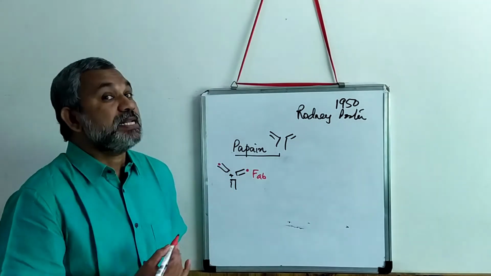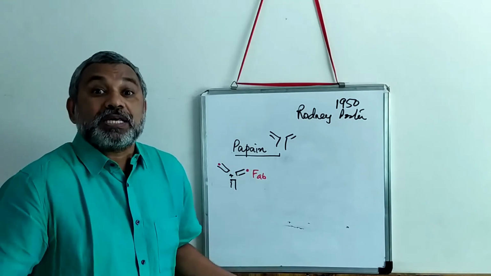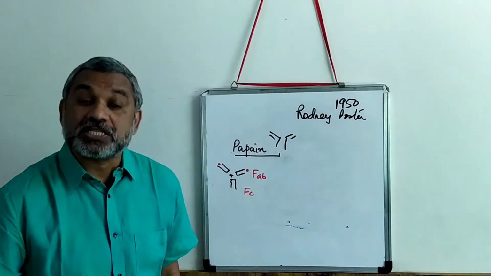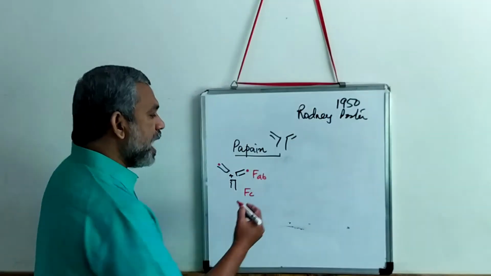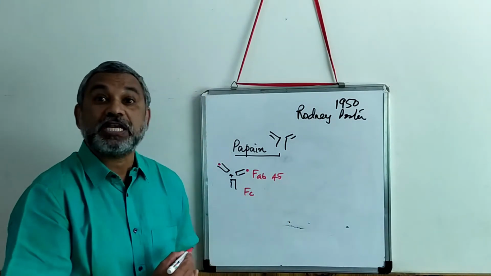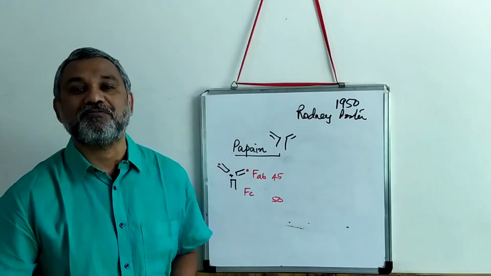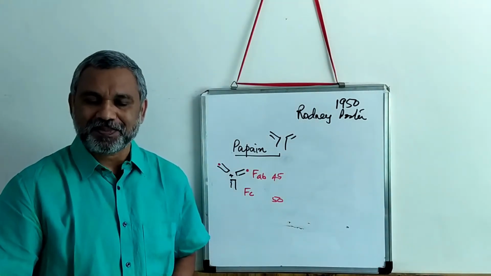This other region is not capable of binding the antigen, but it got crystallized. So he called that the fraction which crystallizes. So these were the fragments which he got. The FAB region has a molecular weight of somewhere around 45 kilodalton, and this had a molecular weight of about 50 kilodalton. Very, very simple experiment.